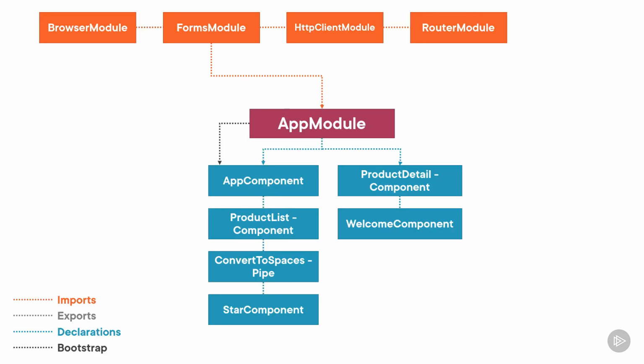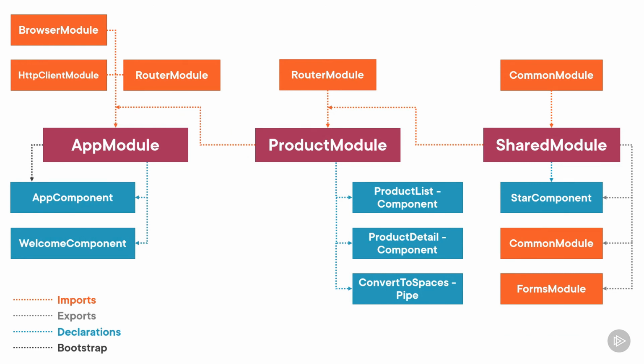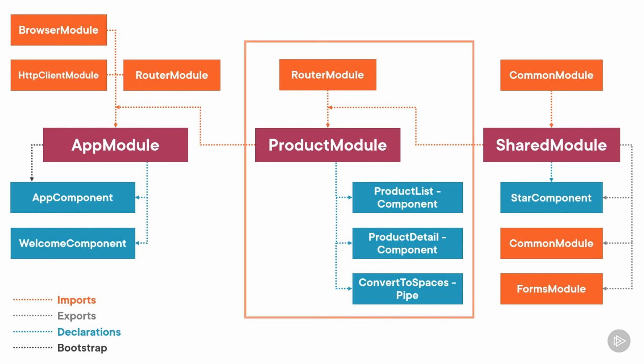If you are building a small application, such as the sample application we've created in this course, you may only need the one root application module, as shown here. But as your application grows, you'll want to refactor into feature modules and shared modules, like this. Here we organized our application into multiple modules. We have our feature module, ProductModule, that encapsulates all of the product features. There will be more feature modules as our application grows.